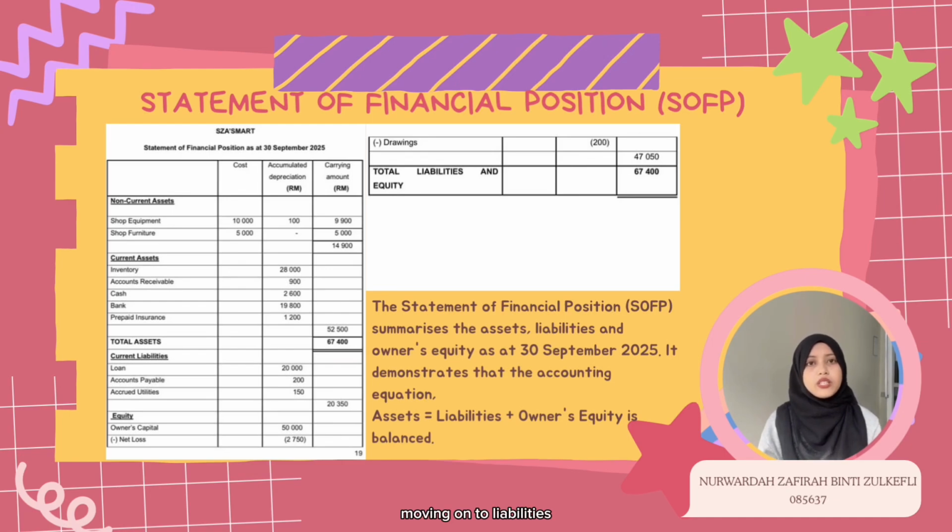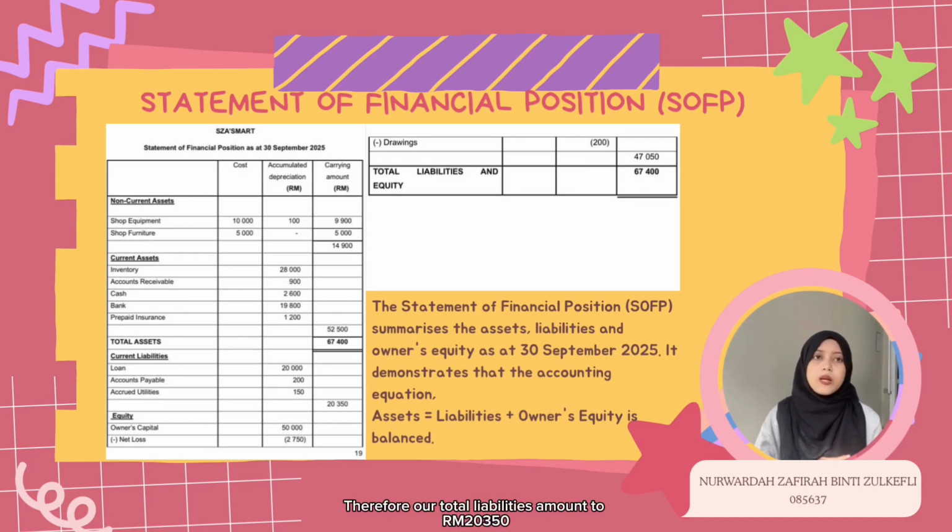Moving on to liabilities, our business has a loan of 20,000 ringgit, accounts payable of 200 ringgit, which is the amount owed to suppliers, and accrued utilities of 150 ringgit, representing utility expenses that have not yet been paid. Therefore, our total liabilities amount to 20,350 ringgit. Lastly, under owner's equity, the business started with owner's capital of 50,000 ringgit.